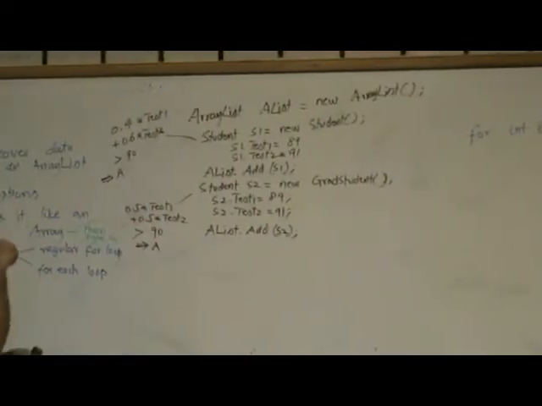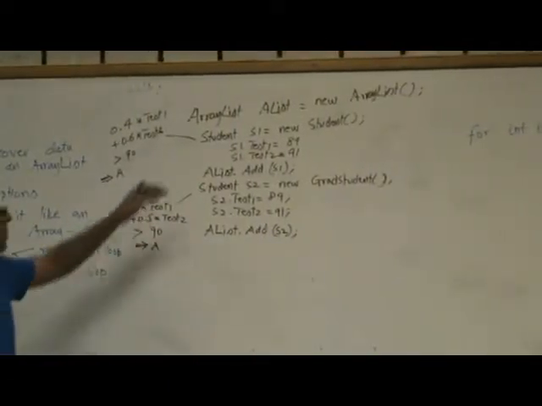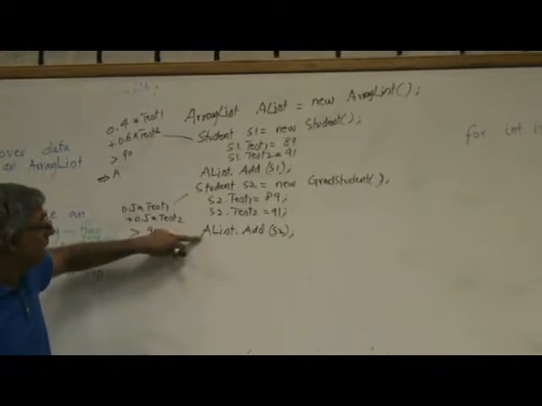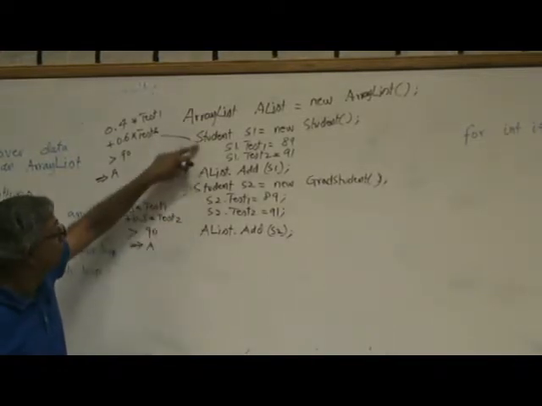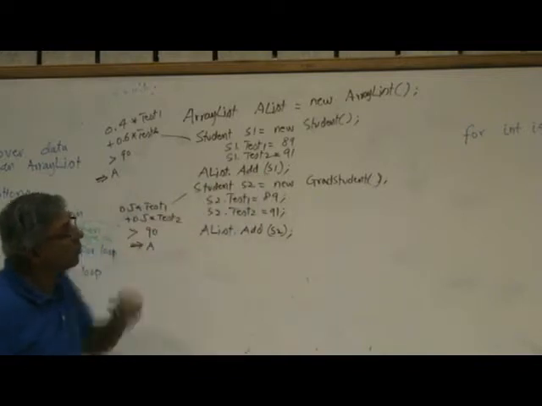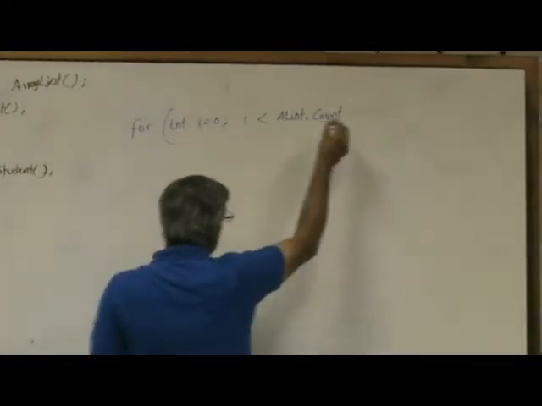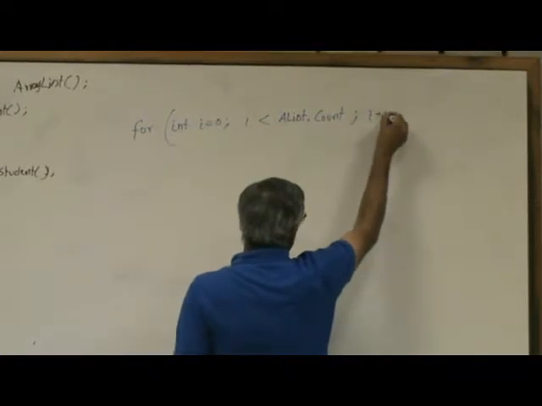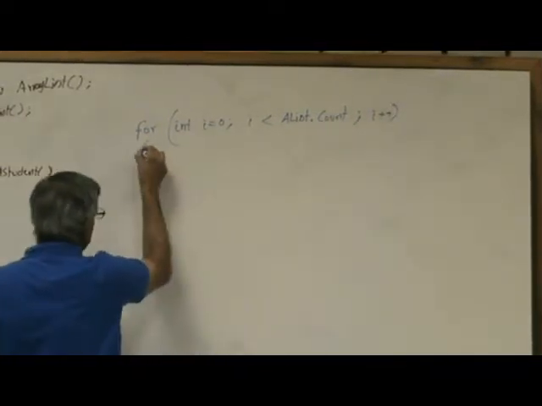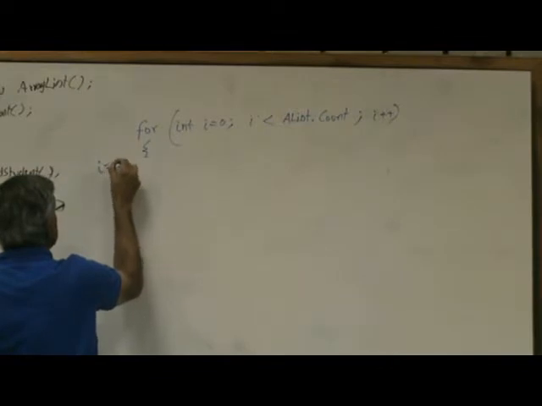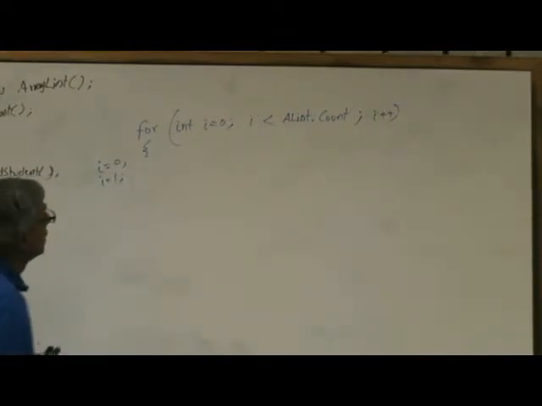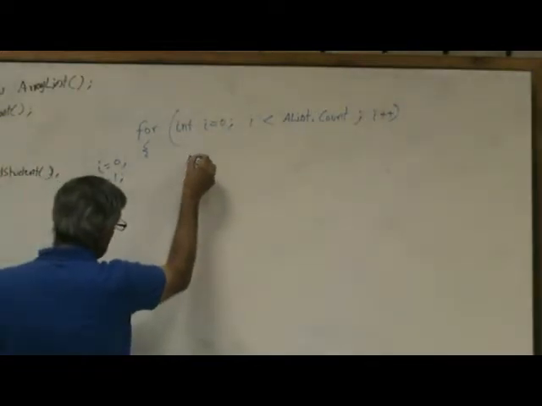So in this example, what will be the count? 2, right? Because we stored one time S2, one time S1, so 2. So it will go through I of 0 and I of 1. Okay, so first time through the loop I will be 0. Second time through the loop I will be 1. Right? So what if I did something like this?